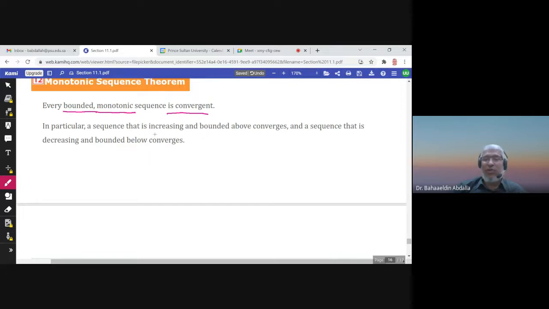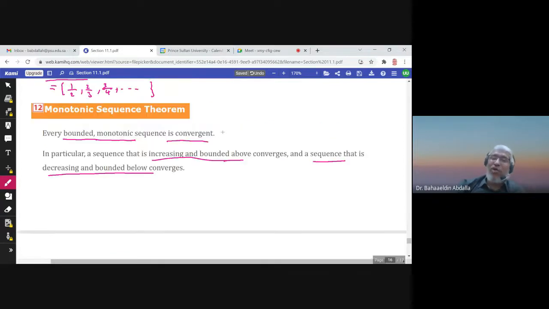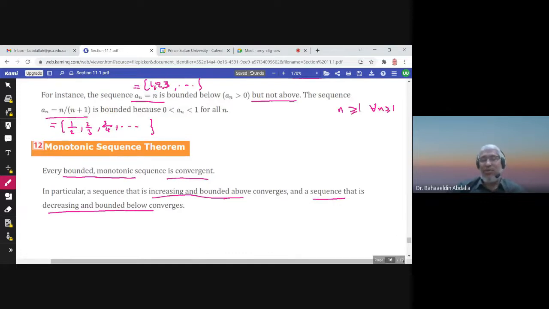So if it is increasing and bounded above, it is convergent, it converges. And if it is decreasing and bounded below, it's also convergent. Increasing and bounded above, so it's bounded above, so it will go to that number.